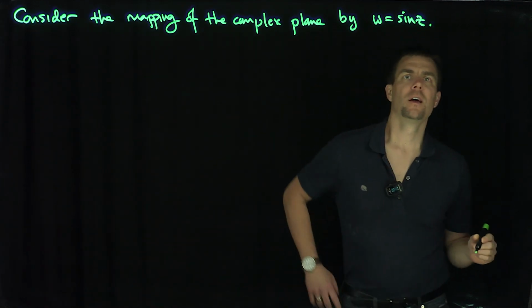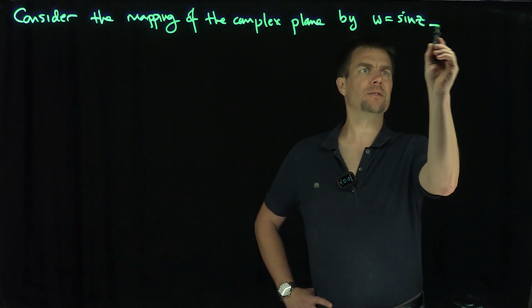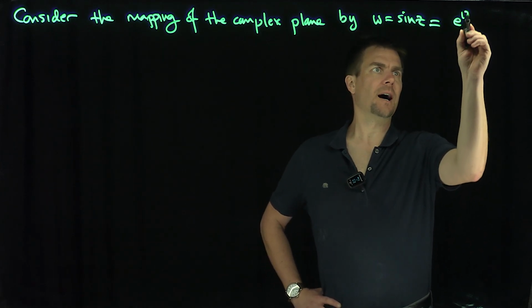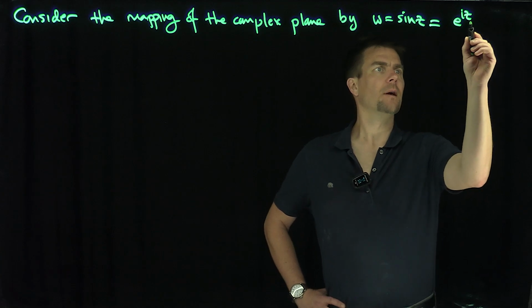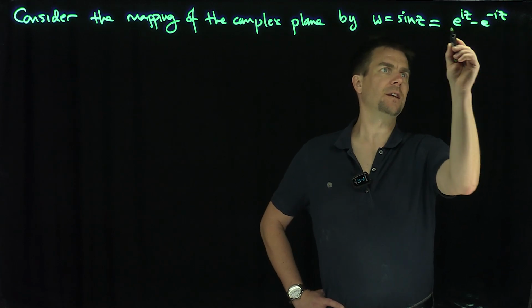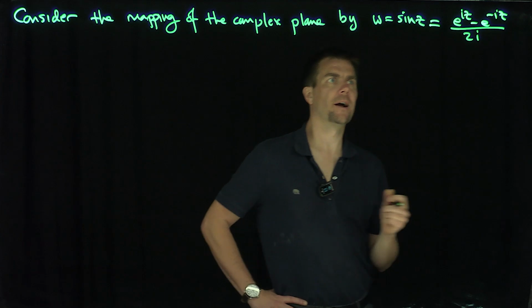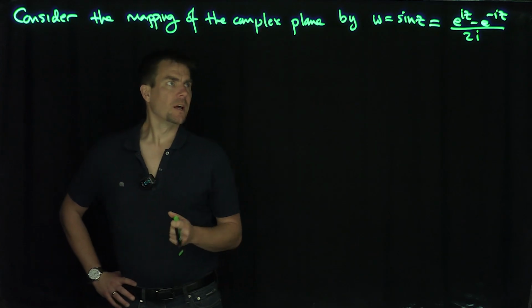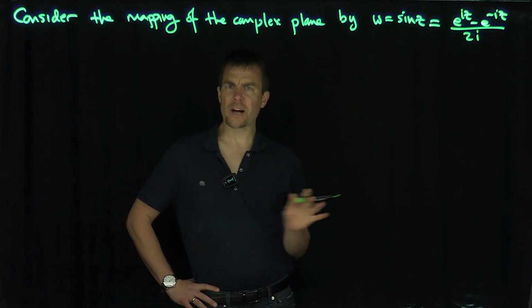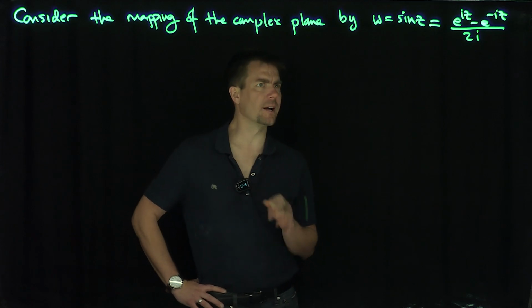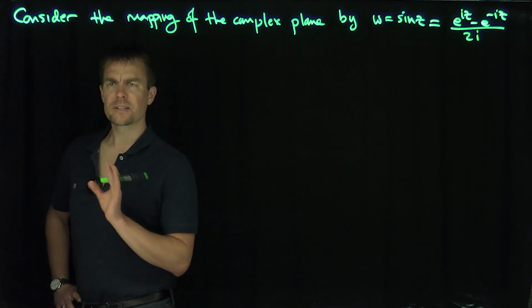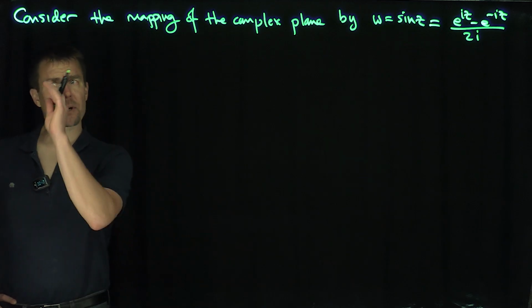Easy enough, right? Of course, what is this component-wise? We can write this as e to the iz minus e to the minus iz over 2i, right? That's what it is. So in other words, it's two exponential functions subtracted from each other. So it's not quite as easy to analyze as the other situations we've dealt with before, but let's think about this carefully. When is this mapping conformal?